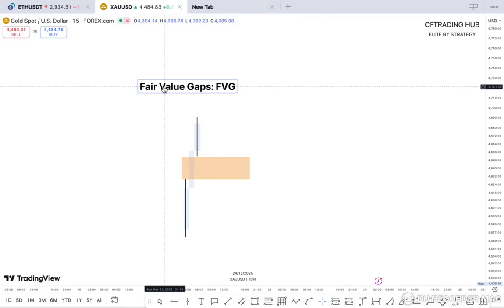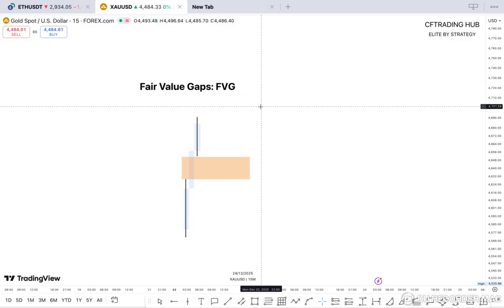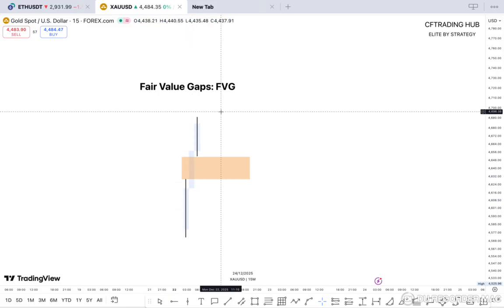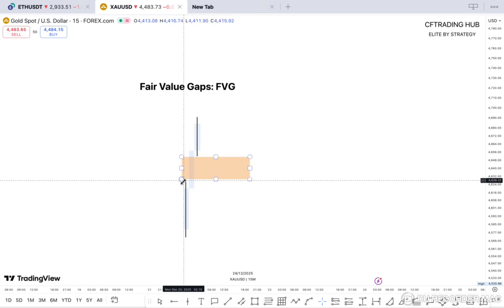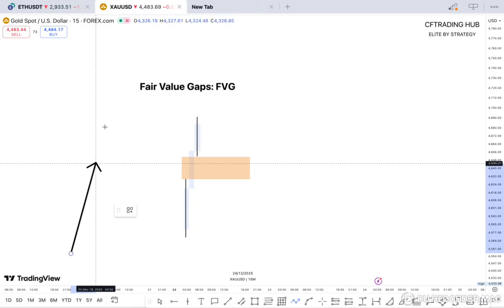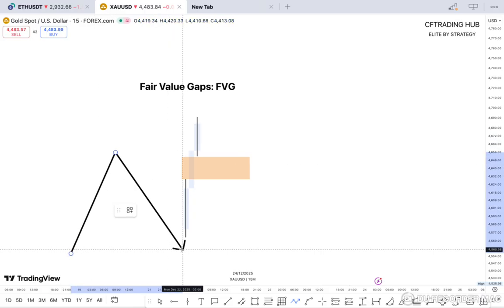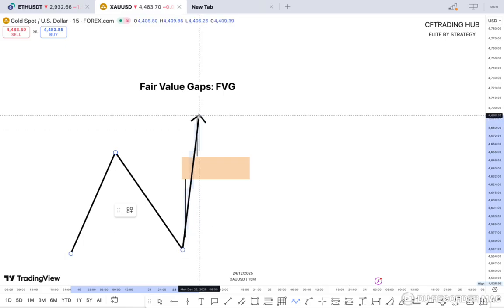The first thing I want to say is this. Whenever we talk about fair value gaps, there was a recent displacement. This is what this three candle formation is. You can see they are moving towards one direction. Let me draw a trend around it so you can see what I mean. Let's say you have this, and we have a pullback, and we have this.